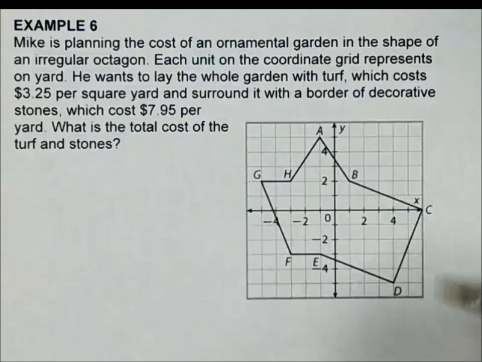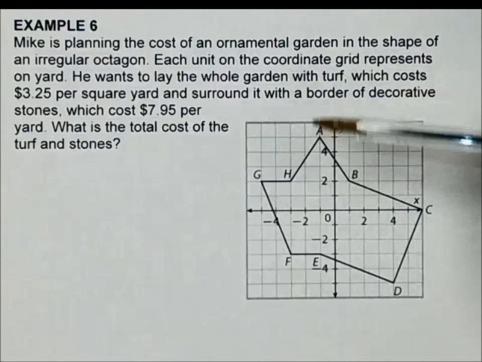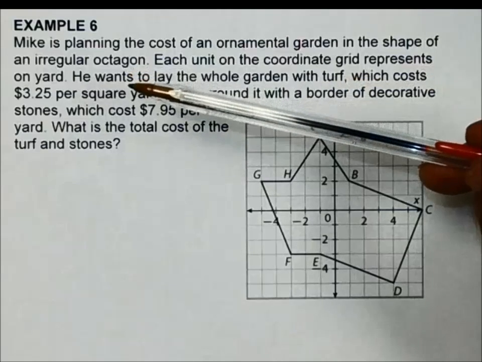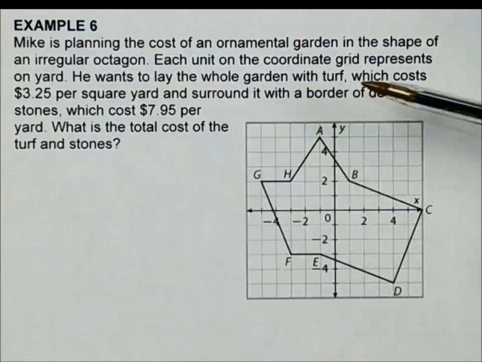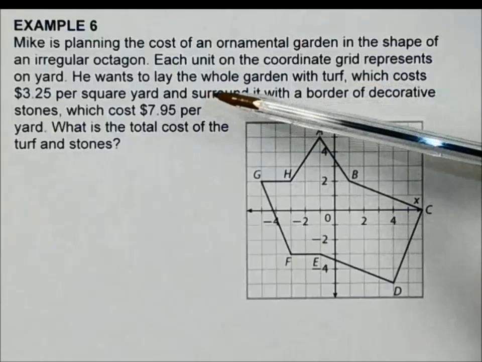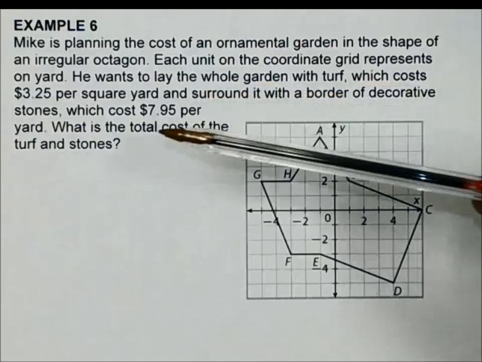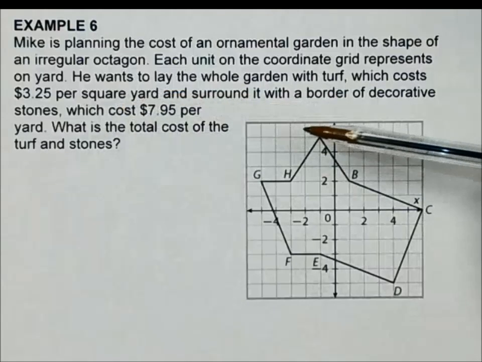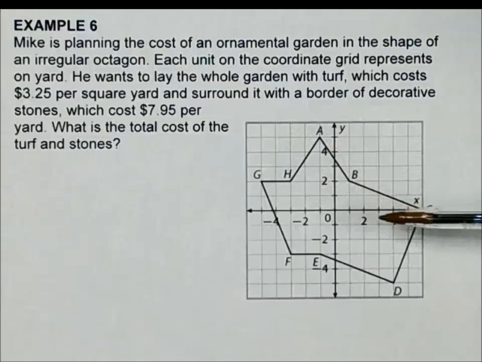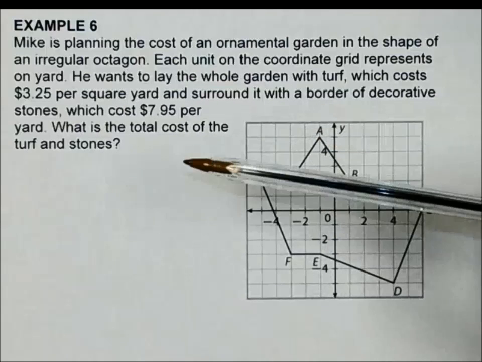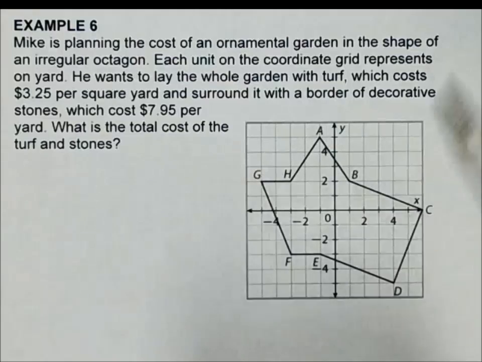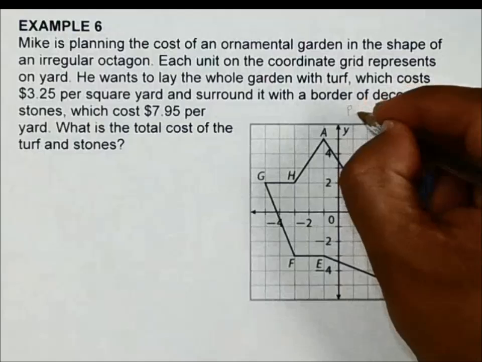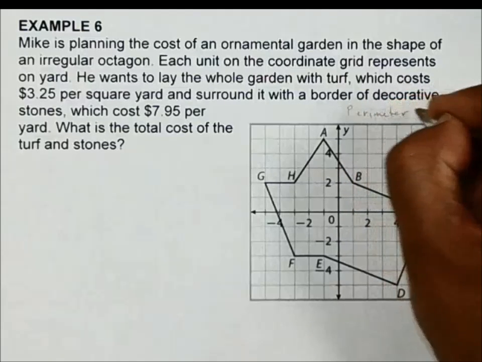All right, on this last example, I'm going to leave this up to you, but I will get you started. Mike is planning the cost of an ornamental garden in the shape of an irregular octagon. Each unit of the coordinate grid represents 1 yard. He wants to lay the whole garden with turf, which costs $3.25 per square yard, and he wants to put a decorative border of stones that go around this shape. So what's the total cost of the turf and stones? You're going to need to find the perimeter and the area in order to solve this problem.